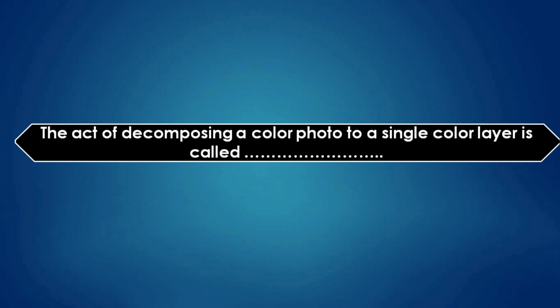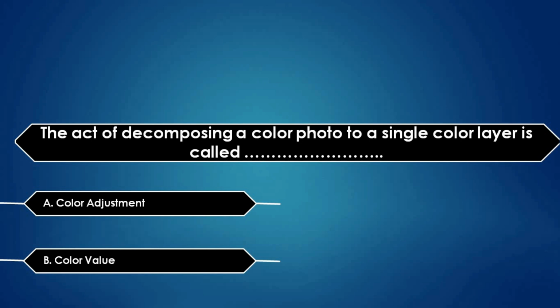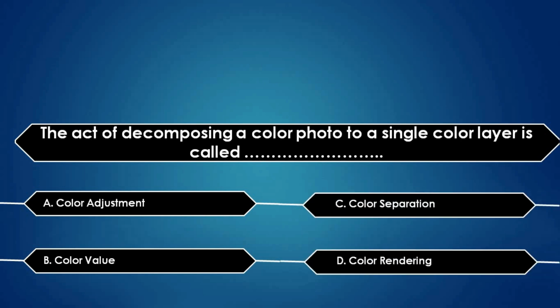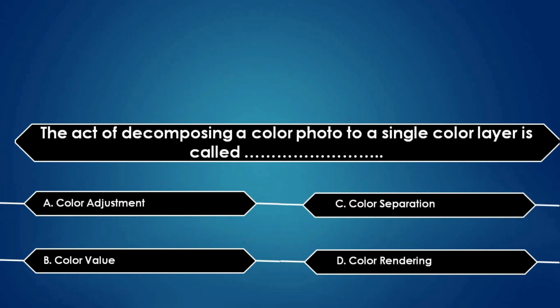The act of decomposing a color photo to a single color layer is called dash. A. Color adjustment, B. Color value, C. Color separation, D. Color rendering. The right answer is color separation. The act of decomposing a color photo to a single color layer is called as color separation.